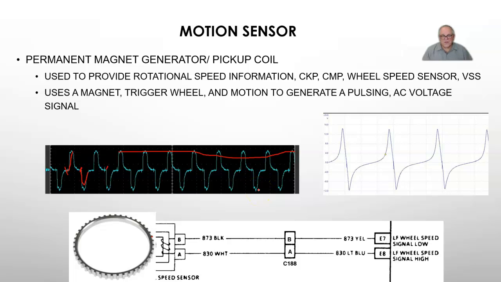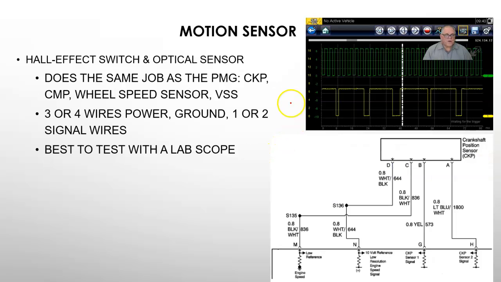If you put the scan tool on there, you will see a signal from that sensor. It's going to give you a speed reading for the crank, cam, wheel, whatever it's monitoring, but it still sets a code. The lab scope will show you if there's a problem like that. Next one for monitoring rotational speed. This is a Hall effect switch. There is also another technology completely different from a Hall effect switch that is an optical sensor. These will generate a DC voltage or a digital signal.